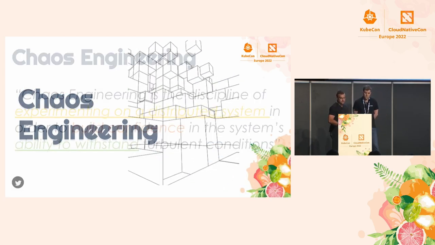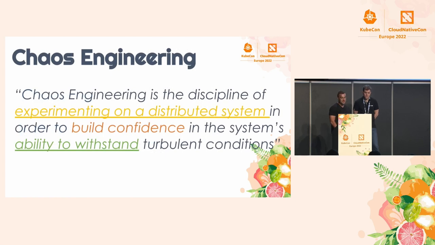So the original Netflix definition of chaos engineering is the discipline of experimentation on distributed systems in order to build confidence in your ability to withstand turbulent conditions. Another way of saying this is it's the practice of proactively introducing failure into a system to try to determine the conditions by which the system will fail before it fails.